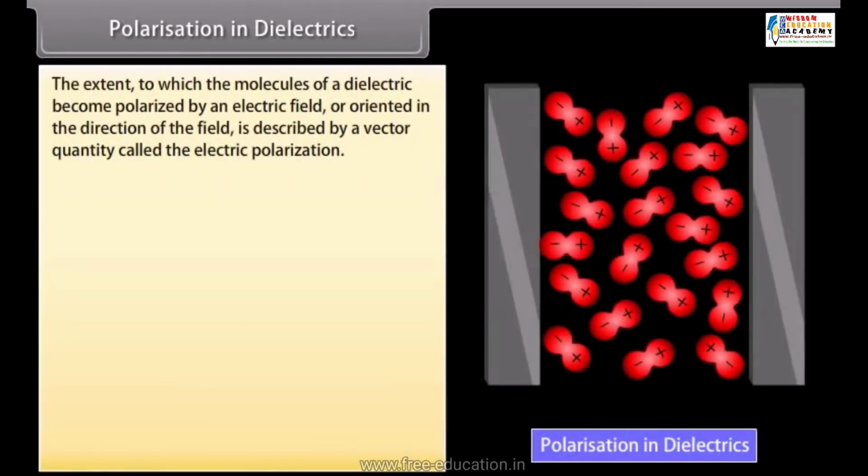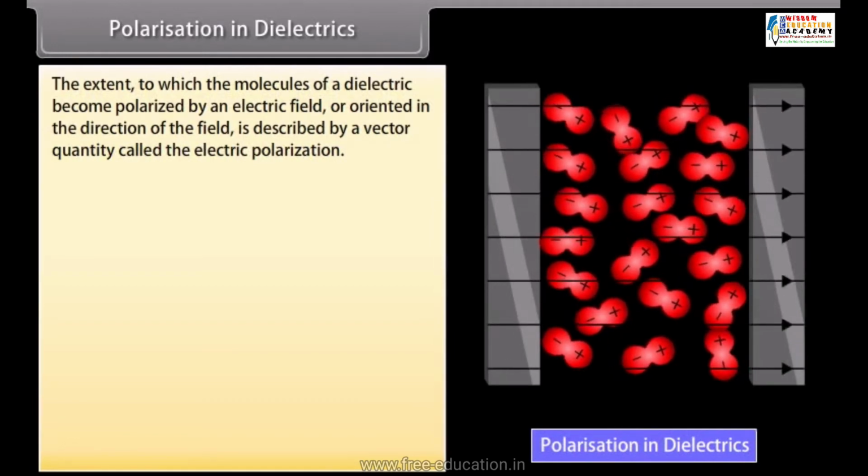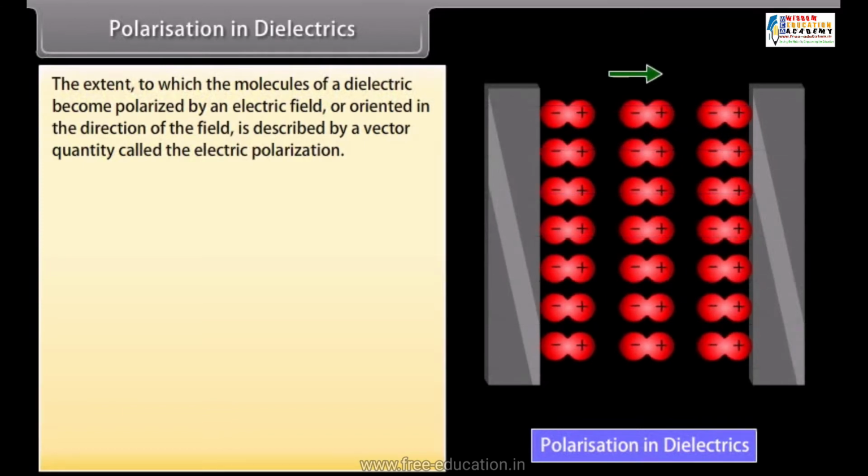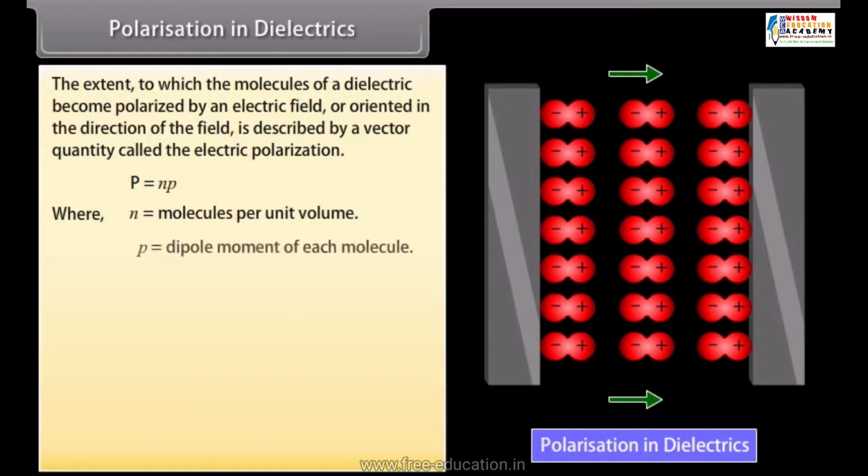Polarization in dielectrics. The extent to which the molecules of a dielectric become polarized by an electric field or oriented in the direction of the field is described by a vector quantity called the electric polarization. P is equal to Np, where N is the number of molecules per unit volume and p is the dipole moment of each molecule.